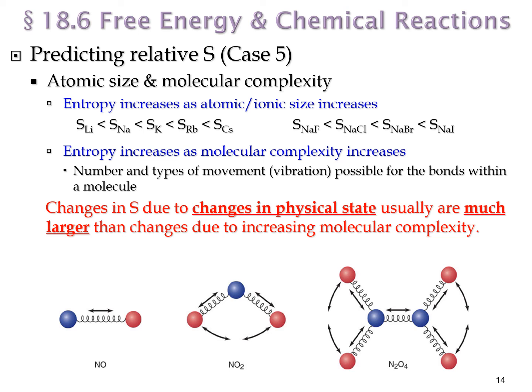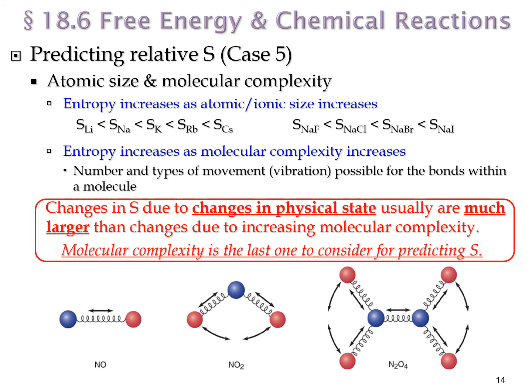From all these five cases, I just want you to understand that the change of entropy due to the change in physical state usually trumps the rest. That means the change in entropy from a change of state is usually much larger than the change due to the increase of molecular complexity. And we usually consider molecular complexity as a last resort for predicting the entropy.